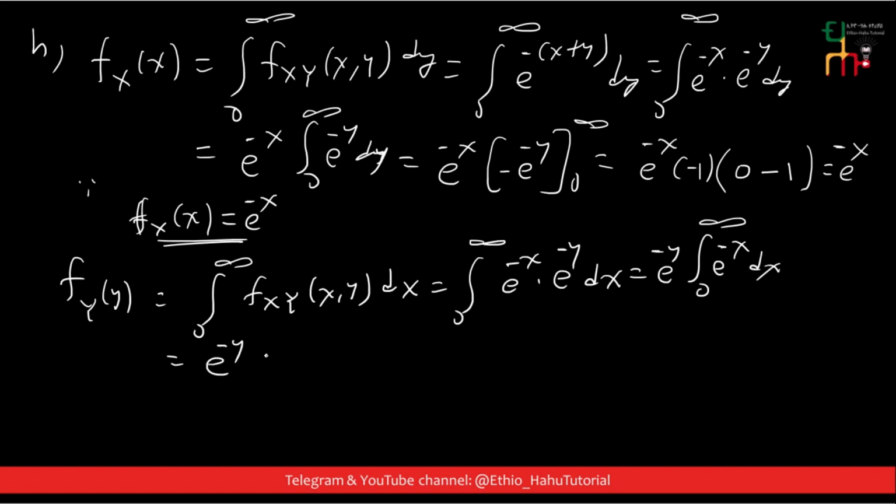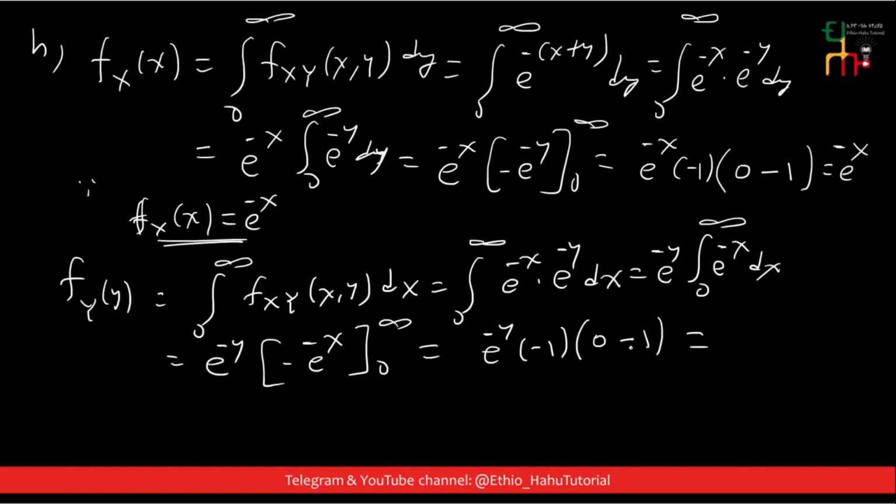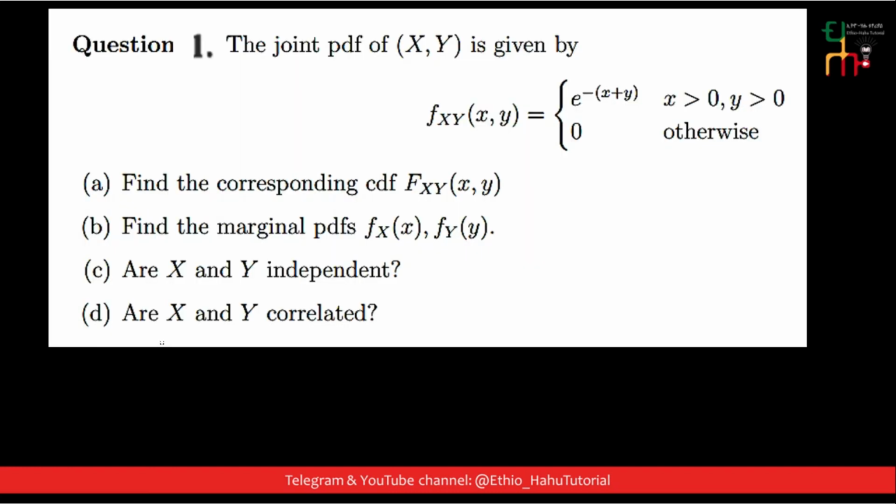e to the power of minus y stays as is, and the integral of the other gives minus e to the power of minus x, with limits of integration from 0 to positive infinity. This is e to the power of minus y times minus 1 times: e to the power of negative infinity is 0, minus e to the power of 0 which is 1. This equals e to the power of minus y. Therefore f_Y of y, the marginal probability density function of y, is e to the power of minus y. So we have found the marginal probability density functions of x and y.